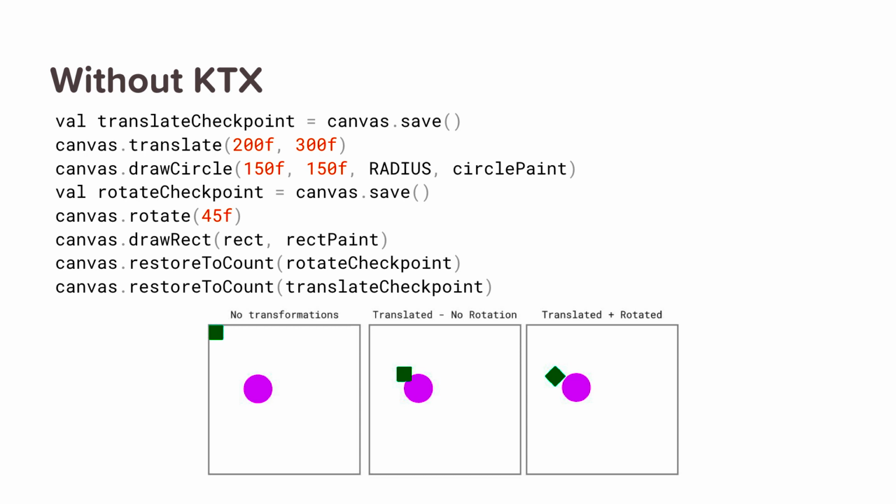So you can see, immediately now, I have no idea what the state of the canvas is at the point of that draw rect. It's really hard to see and read where it's going to be drawn, like what offset and what rotation.